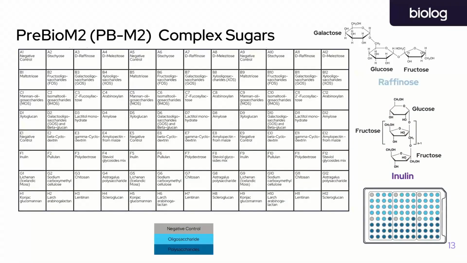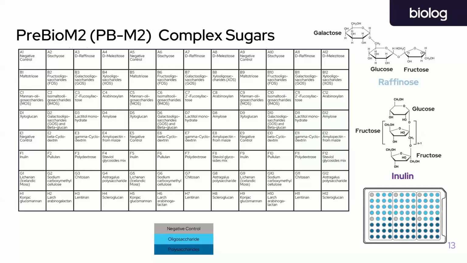The PreBioM 2 plate contains oligo and polysaccharides, which are utilized a bit differently due to their structural complexity. Bacteria often need to enzymatically break down polysaccharides into monosaccharides before they can be utilized for energy, making this process slower, but in exchange, it can provide a more sustained energy source.